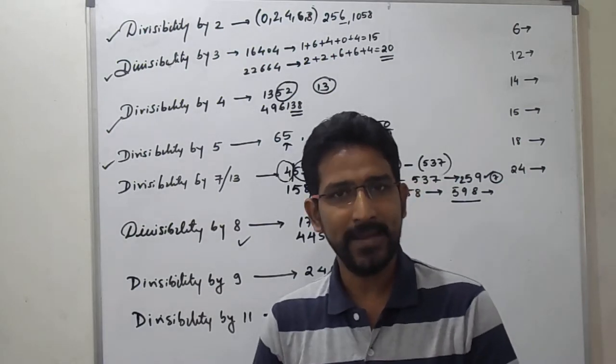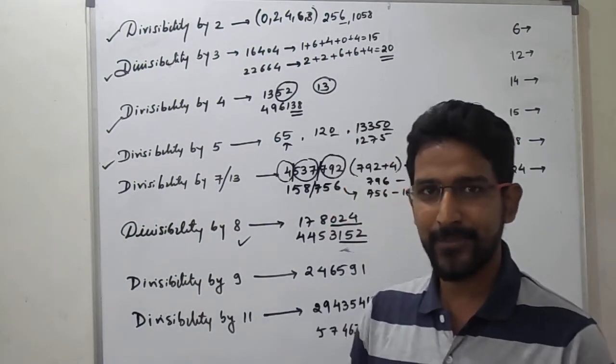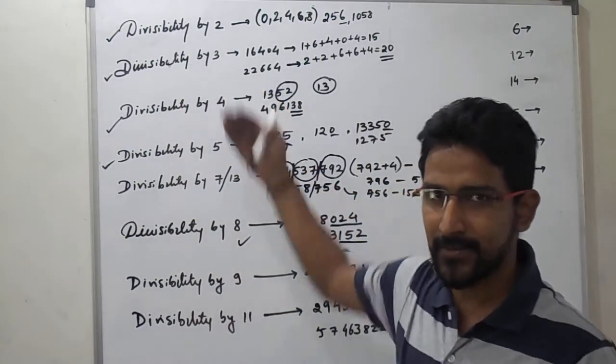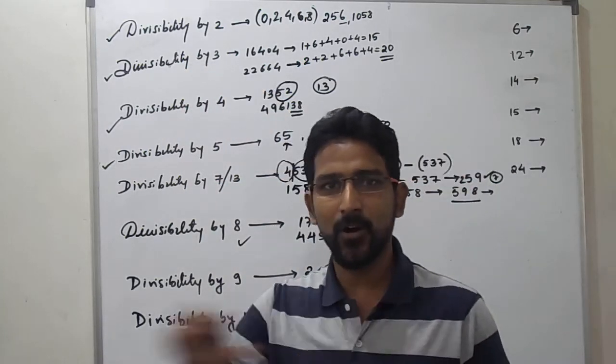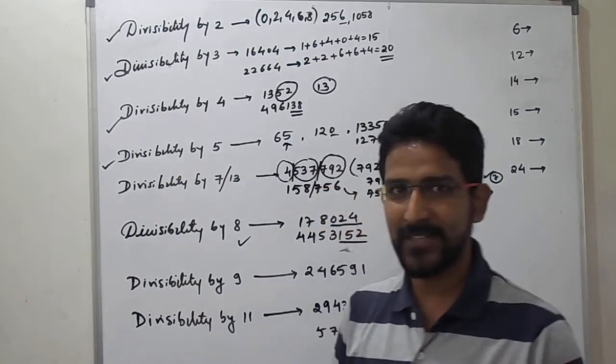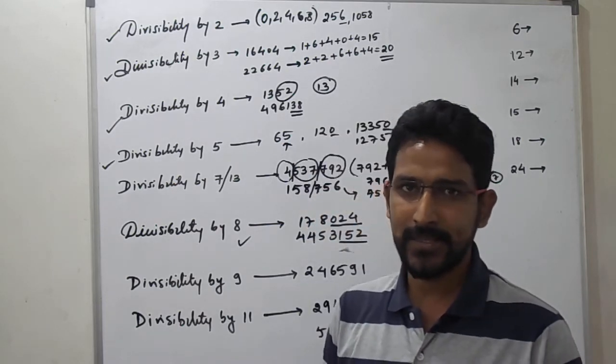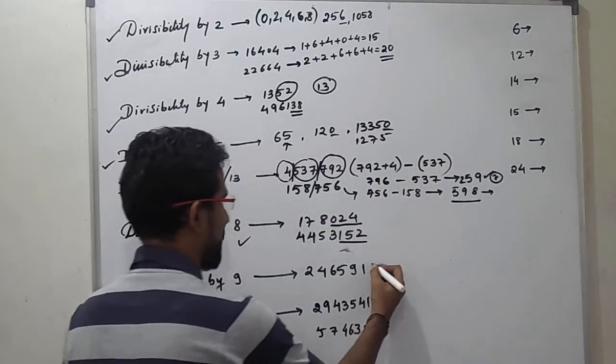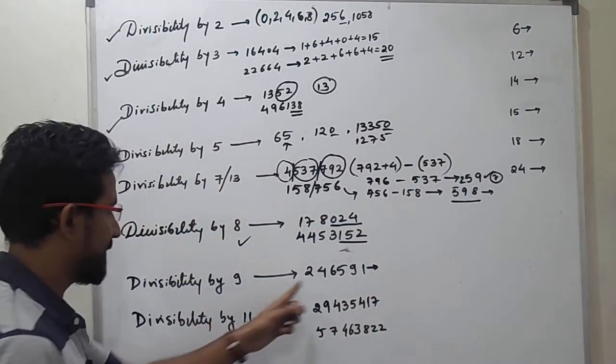For divisibility by 9, you have to follow the same procedure that we have followed for 3. In 3, what have we done? We have added all the digits, and if that sum is divisible by 3, then the whole number will be divisible by 3. Similarly, in 9 also, what are we going to do? We are going to add all the digits.